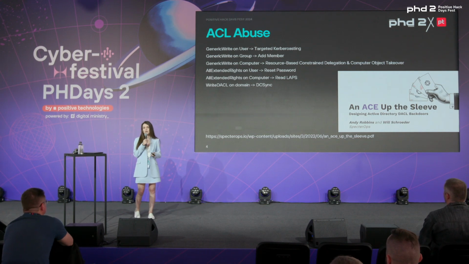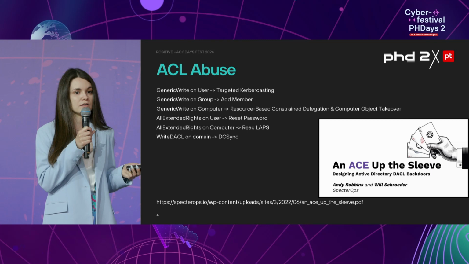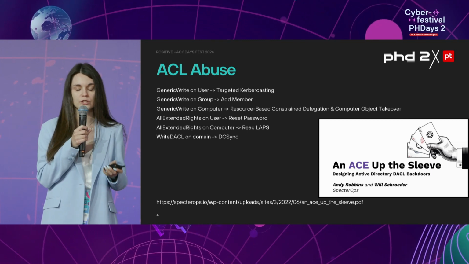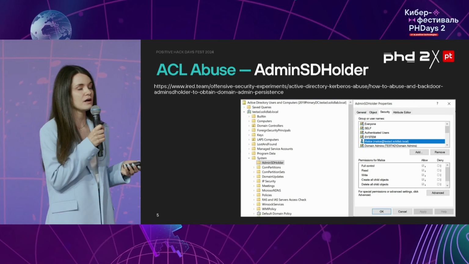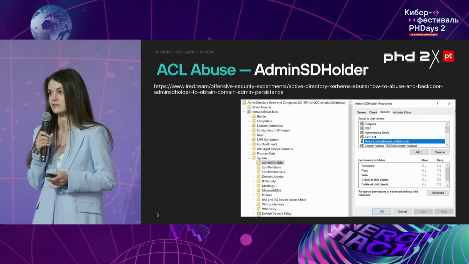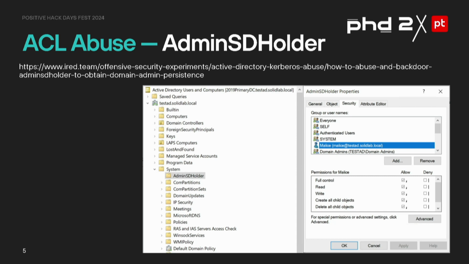On the link here, you will find a white paper from SpecterOps, and in this white paper the guys write about different configurations and how they can be exploited. Besides, there are other interesting exploits. They exploit mechanisms that are supposed to defend us.